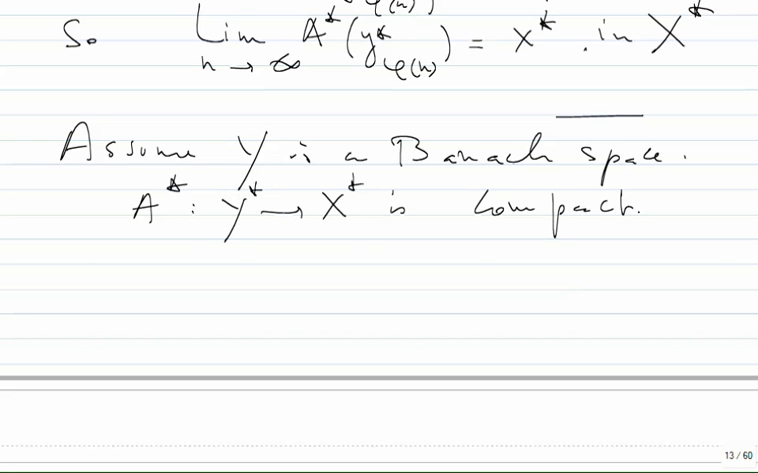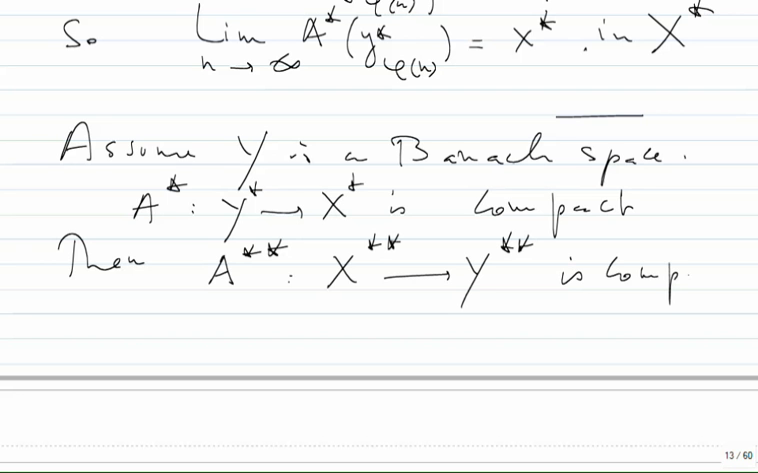Then A double star, meaning the conjugate of the conjugate, which goes from X double star to Y double star, the bidual of X and Y, is compact. This is coming from the first part. So we go to the dual of the dual, so that's the bidual.